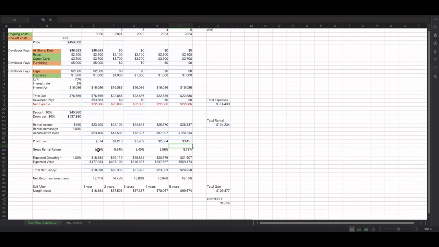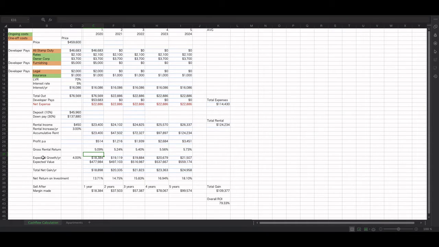Gross rental return, in this case, the way we calculate it is your return, which is basically the rental income divided by your contract price. Okay, so that's what we call gross rental return. If this number is beyond 4% in Australia, it's considered very good. Okay, so generally, as you can see here, it's more than 5% since the purchase of the apartment.